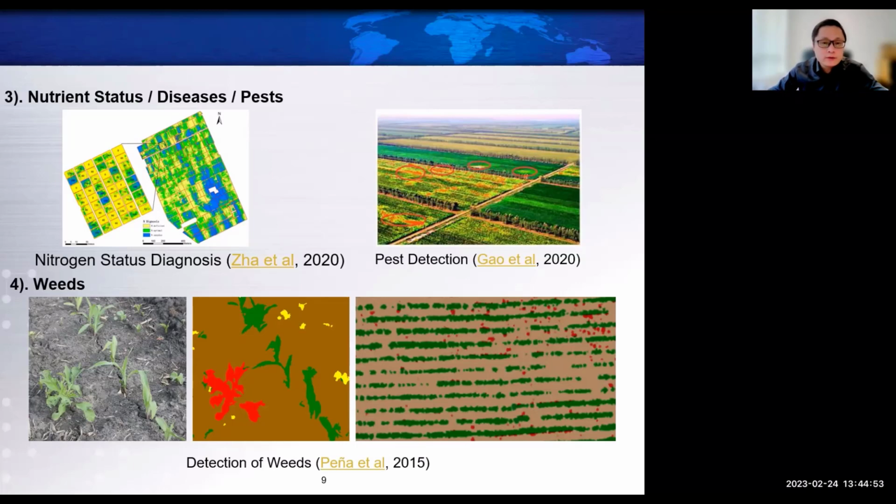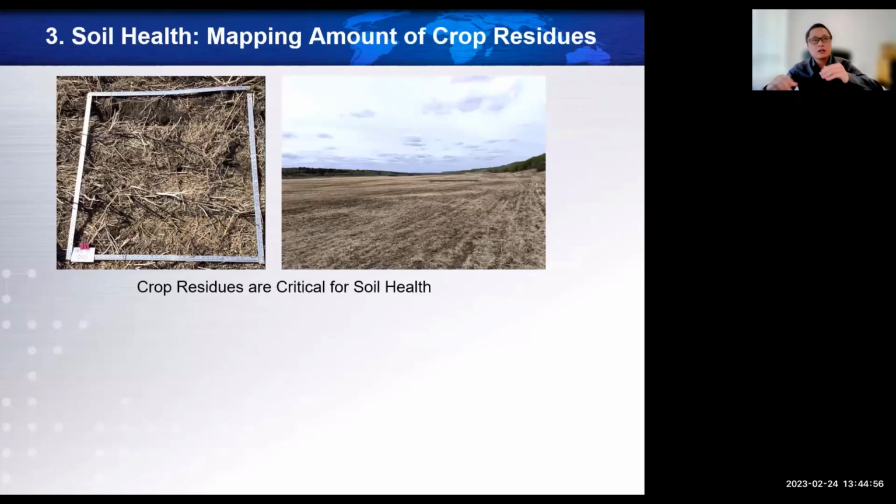Okay, so these are a few application examples that use remote sensing to understand crop health. Now I will talk about soil health, one project I worked on, using remote sensing to map the crop residues. Clearly the crop residues hold nutrients, let's say carbon and nitrogen, which can go back to the soil and contribute to the soil nutrients. Also, the residue can help reduce soil erosion. So for sure, crop residue is critical for soil health.